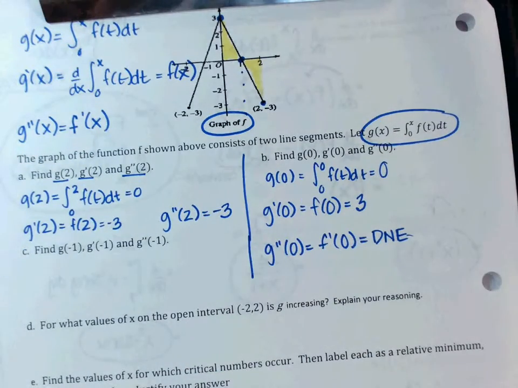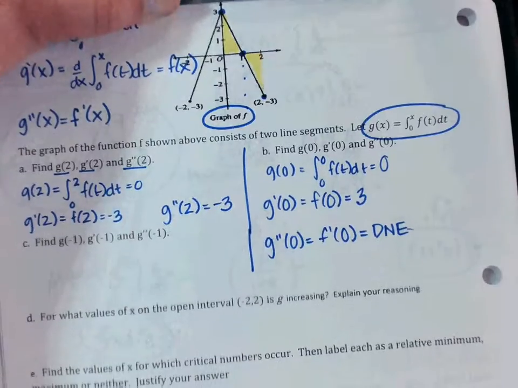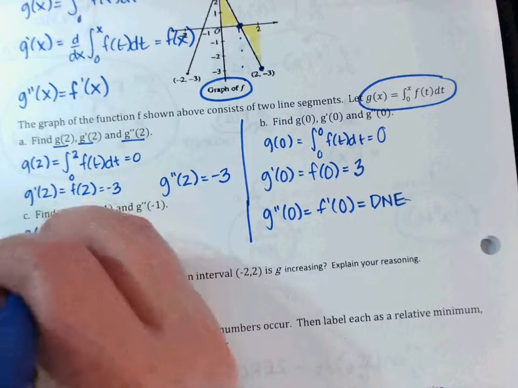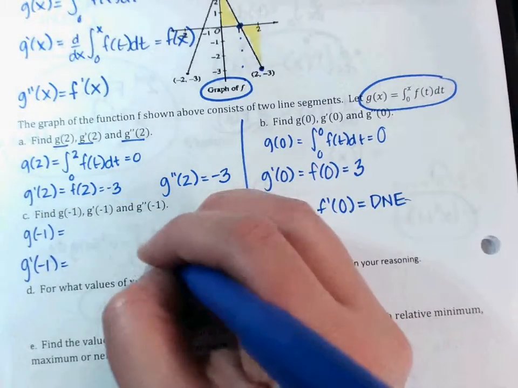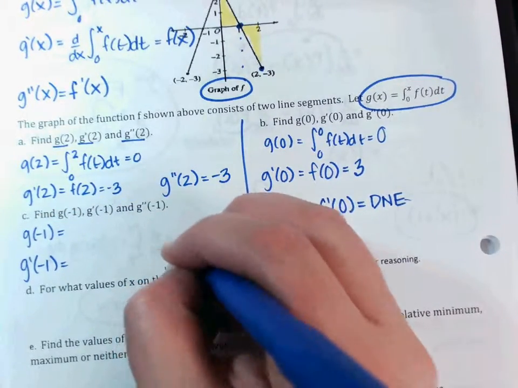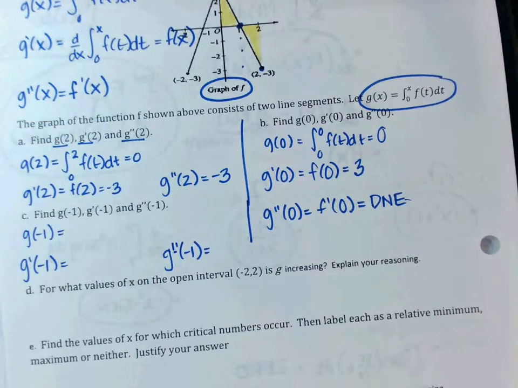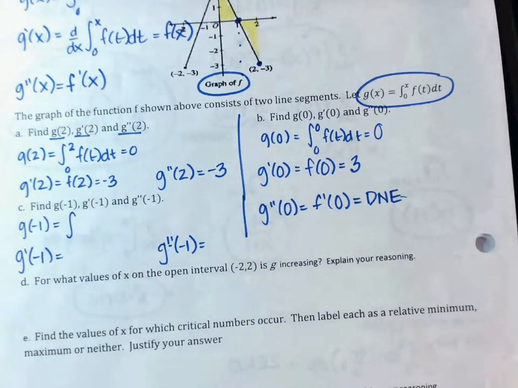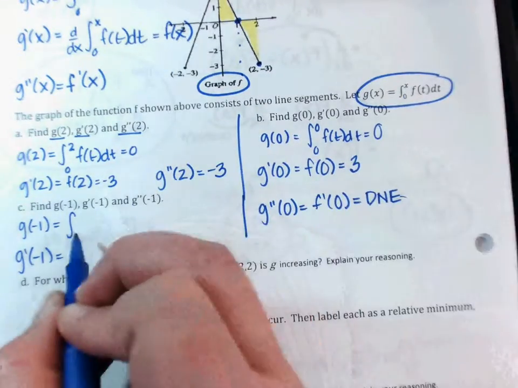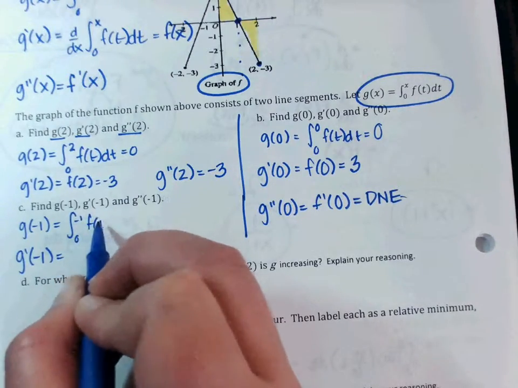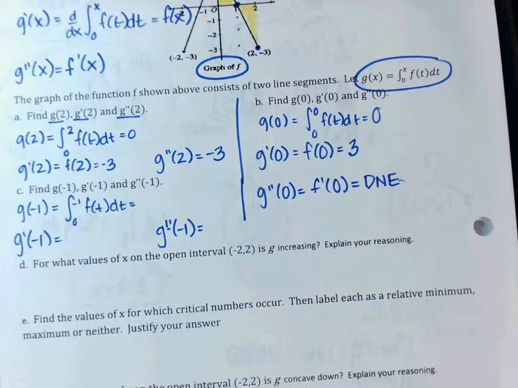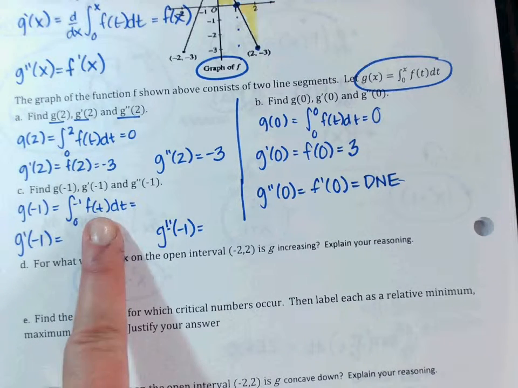Take a look at part C. We want g of negative 1, g prime of negative 1, and then g double prime of negative 1. Okay? So I'm starting my integral at the same value, which was 0. So 0 to negative 1 of f of t. Okay, now, Marcel, what do you notice is different about this integral than about the other two integrals?